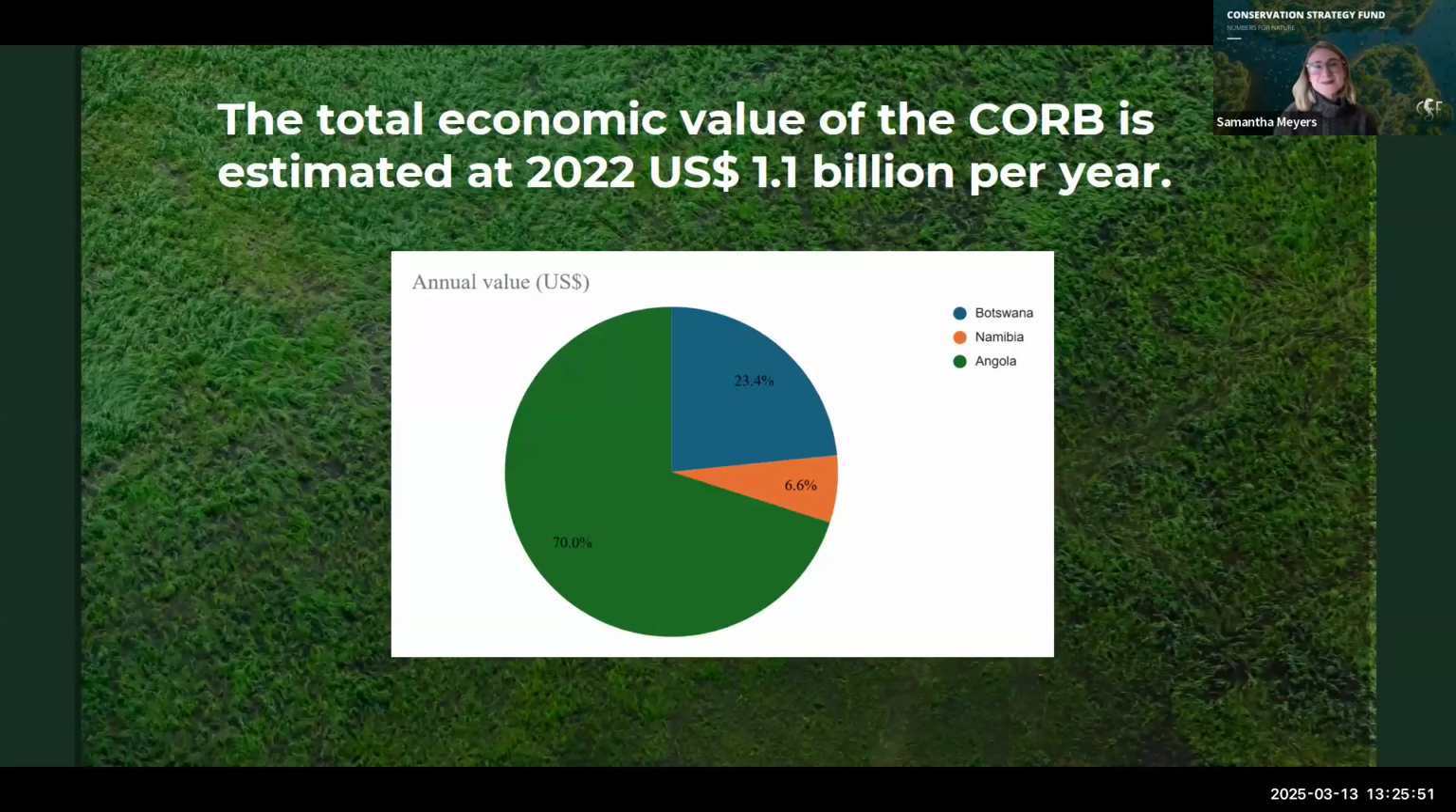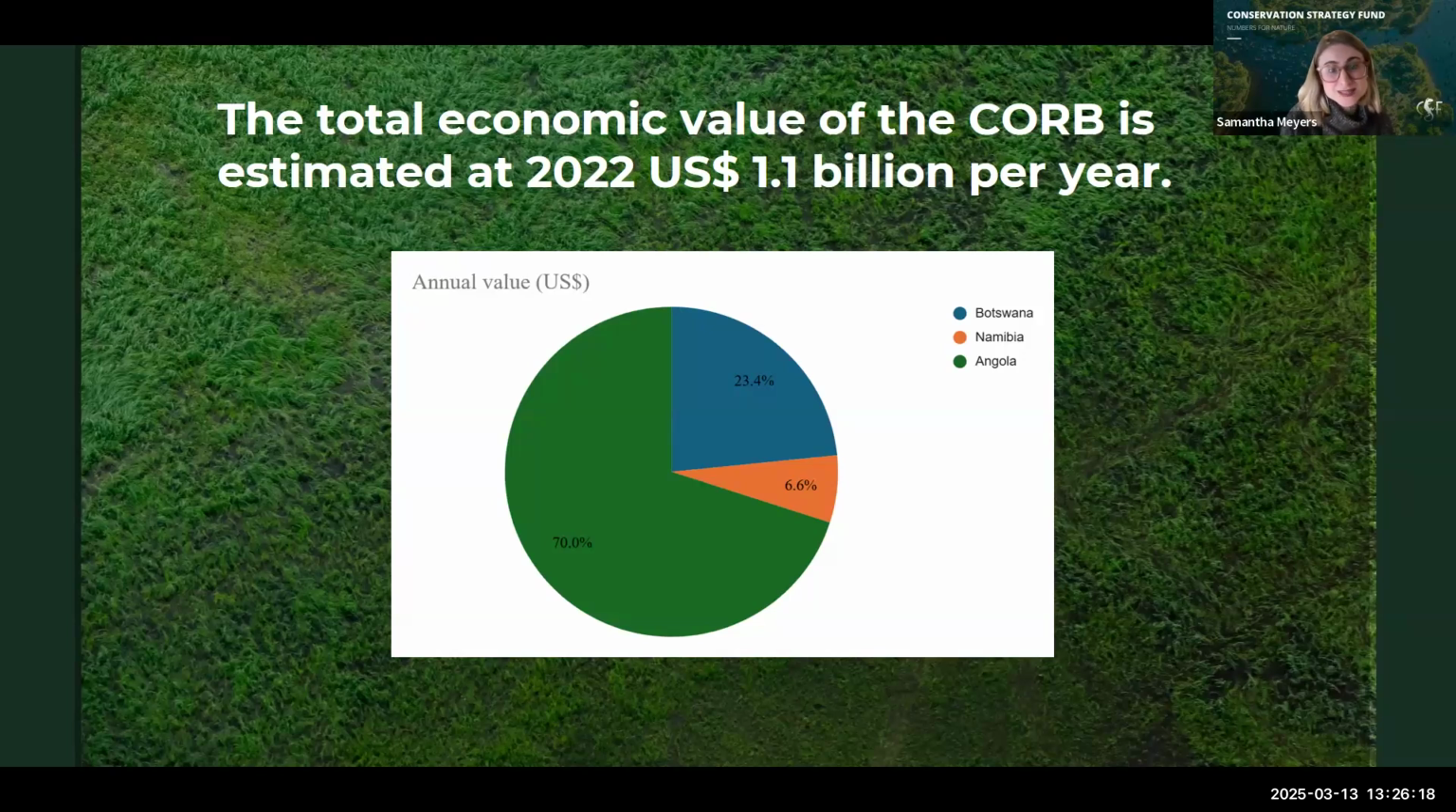Okay, so as you can see, this is a pie chart of just the amount of economic value per country. So total was 1.1 billion estimated, and that's for only those 8 ecosystem services. So it's likely if you included more additional ecosystem services, that value would go up. So 70% of that value is provided to Angola.